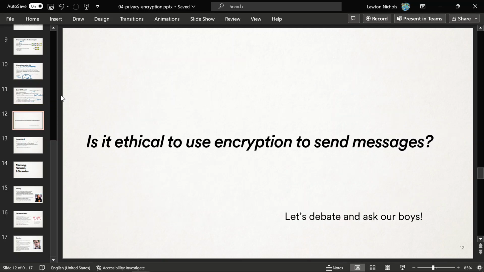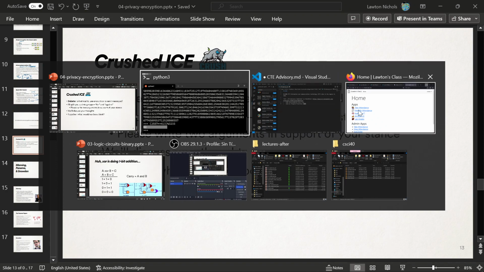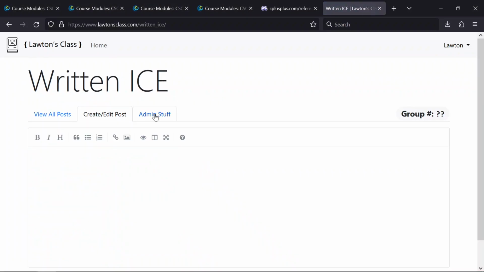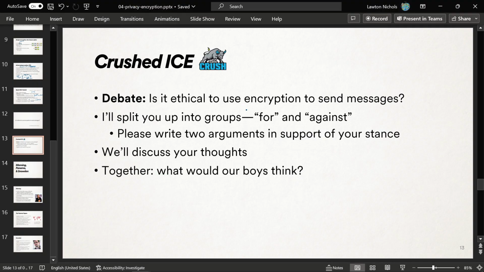So, okay, let's talk about the ethics of all this. Encryption exists so that people can't eavesdrop on our stuff, including the police or something like that. So, is it ethical to use encryption to send messages? Here's the debate that I want us to have now. Let's get into groups, and I'm going to assign you a stance. Is it ethical to use encryption to send messages to somebody? Because that's going to make it very hard for anybody to listen in. Maybe you want somebody to listen in.